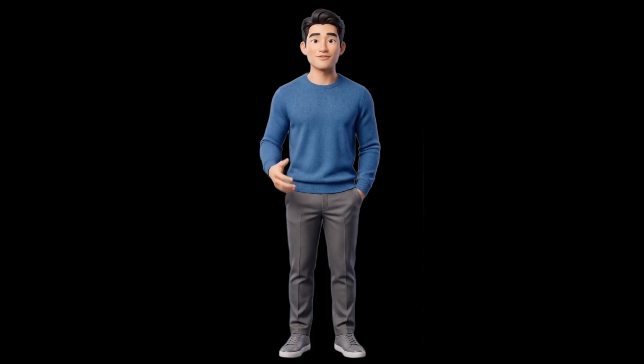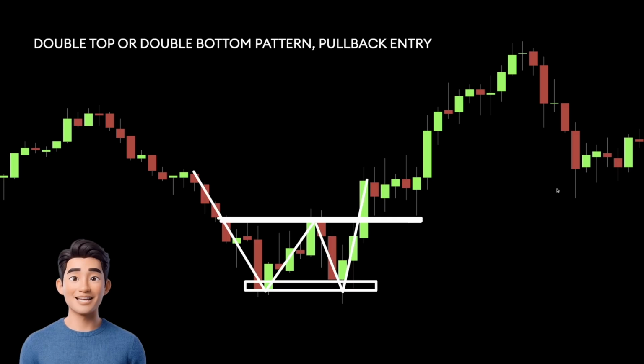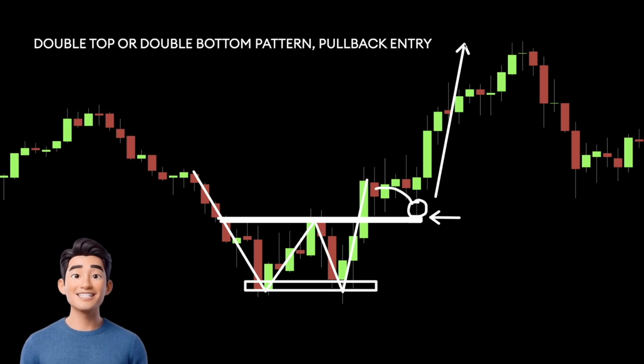Now let's move on to the third variation. Instead of taking the breakout entry immediately, you could wait for the price to pull back to the newly established support level. This second entry on the pullback often provides a better and more secure opportunity. What makes this level particularly attractive is that it was formed earlier, making it a strong point of reference.